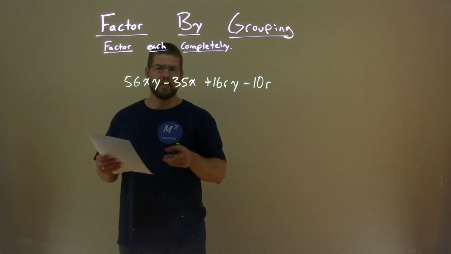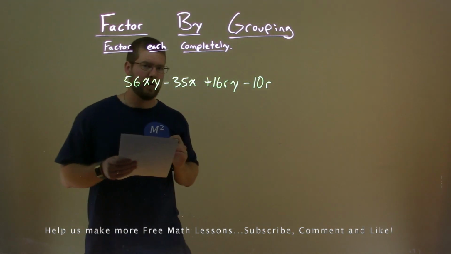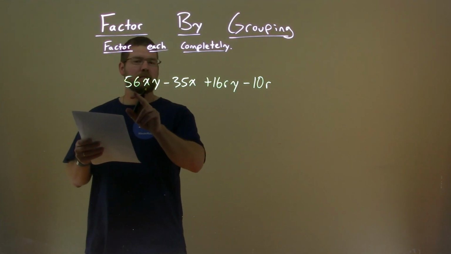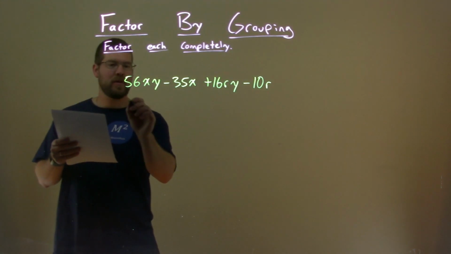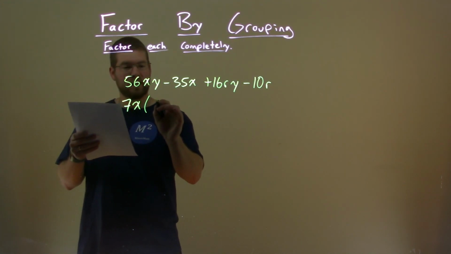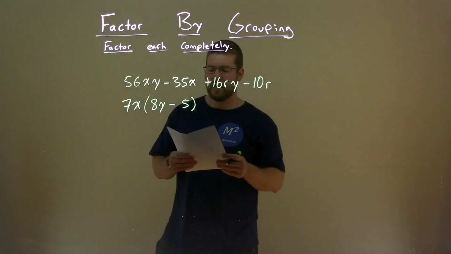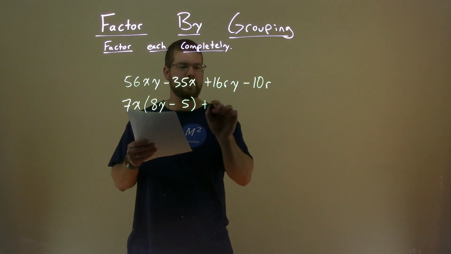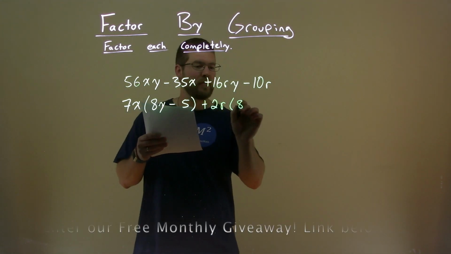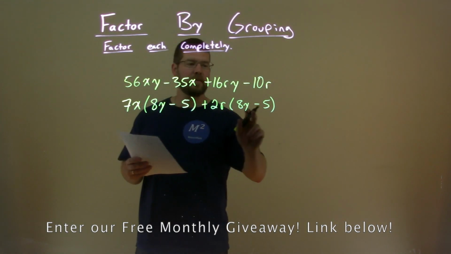We're given this problem right here, 56xy minus 35x plus 16ry minus 10r, and we want to factor this completely. Well, notice the first parts, 56 and 35 both have a 7 in it, and xy and x both have an x in it. We pull out a 7x, and we're left with here just an 8y minus 5. The second part, we're going to do the same thing. 2 goes into 16 and 10, and there's an r in the ry as well as the r. That leaves us an 8y minus 5 left over, and that should look familiar. We see that written twice right here.